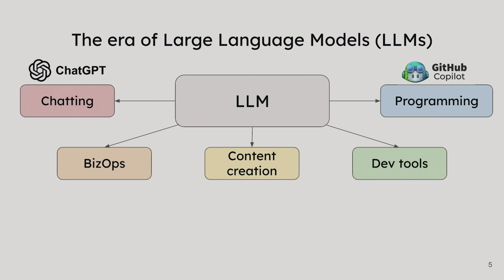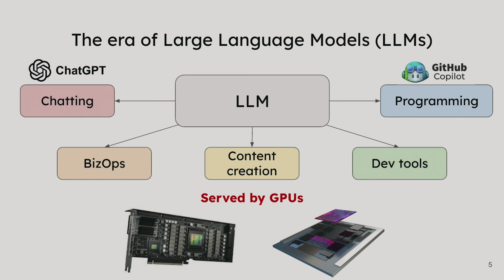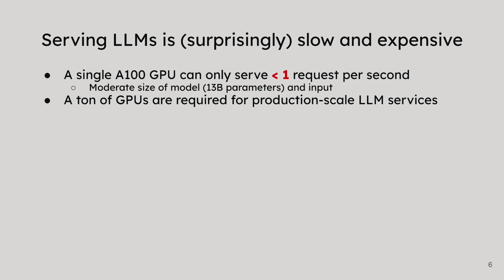Arguably, we are in the era of LLMs. LLMs have shown remarkable capabilities in a variety of tasks, from chatting to content creation to programming. Some of these applications, such as ChatGPT and GitHub Copilot, are already changing our lives. And not surprisingly, a key part of these applications is systems that serve the LLMs using GPUs.